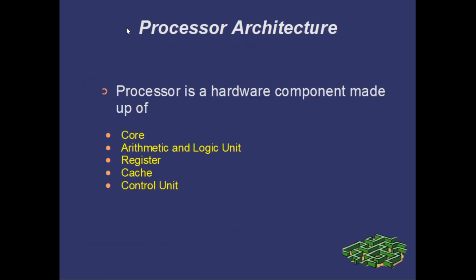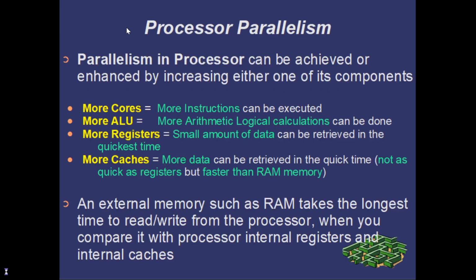So we have already gone through this. A processor has a core, and it has an arithmetic logic unit, registers, cache, and control unit. We have also spoken about this. If you increase the number of cores, more instructions can be executed. If you increase the ALUs, more arithmetic logical calculations can be done. If you increase the registers, a register is a very small memory unit inside your processor. It is not as big as a cache, it is not as big as a memory, but it is the nearest memory to the processor.